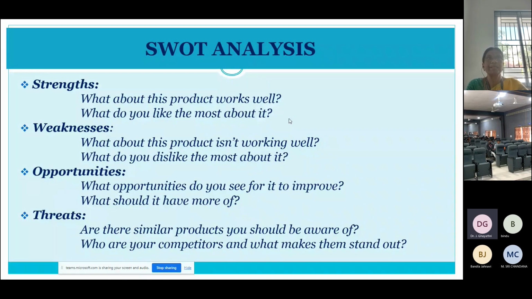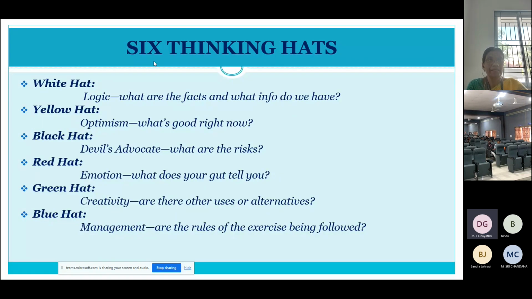Then six thinking hats: white hat, yellow hat, black hat, red hat, green hat, and blue hat. The white hat shows logic: what are the facts and what information do we have? This is all the analysis of your product, nothing else. You have to analyze when you are trying to get a solution, when you are designing something new. You have to imbibe everything within you, so then only you can get a good result.